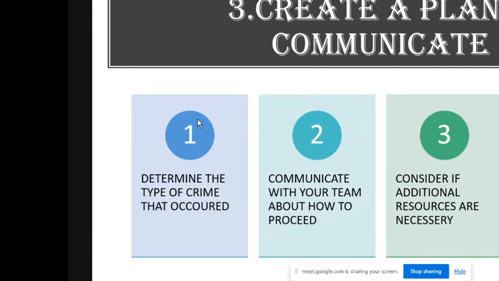Identify any threat to the evidence, such as weather. Weather is a very critical condition if it is an outdoor crime scene because biological evidences are very much fragile and they can get destroyed very easily. So treating them very well is very much important.